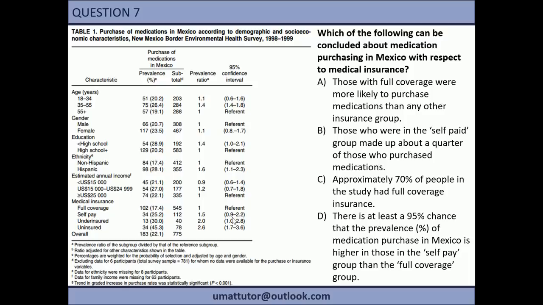So we can't be 95% sure that the self-pay group purchased more medication because part of that confidence interval is below 1. So that can't be correct. And therefore, of the four options, I think the closest, particularly given the nice general open-minded wording of approximately, would be option C.